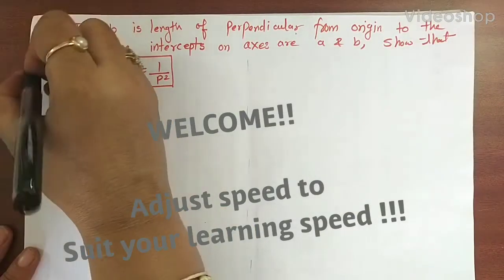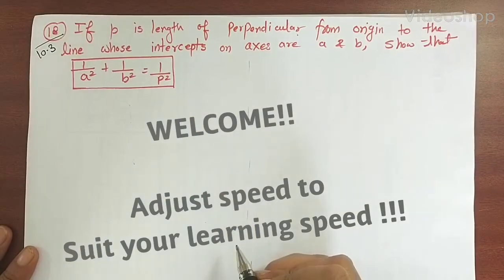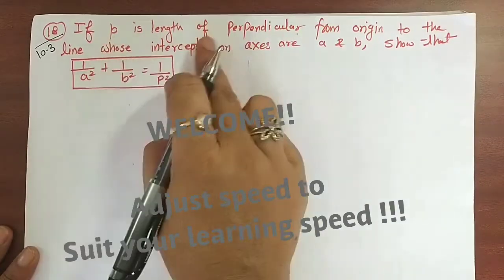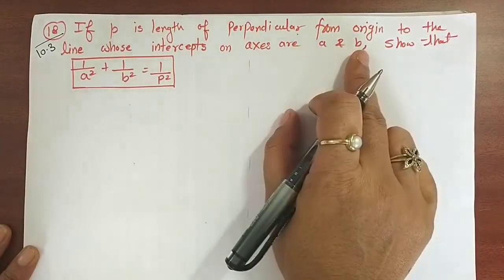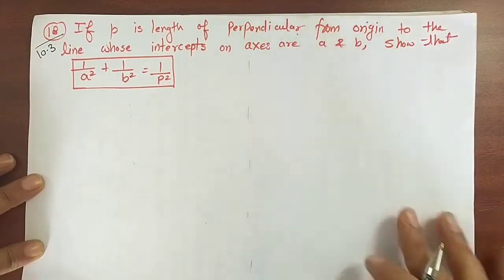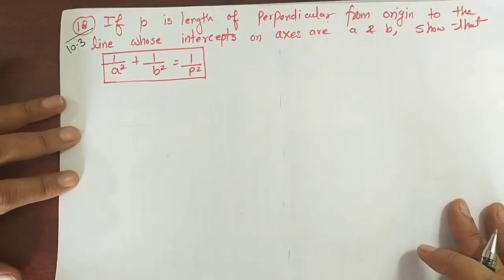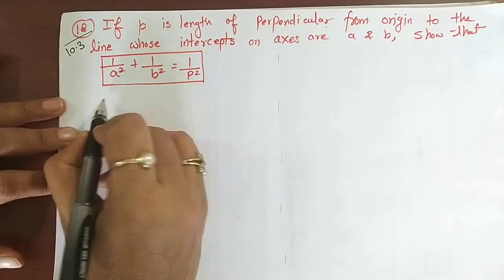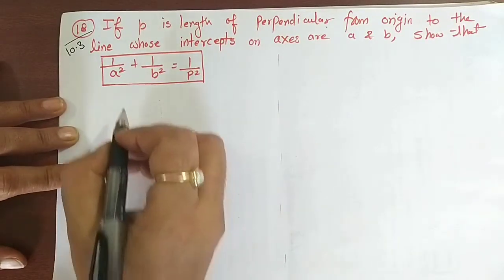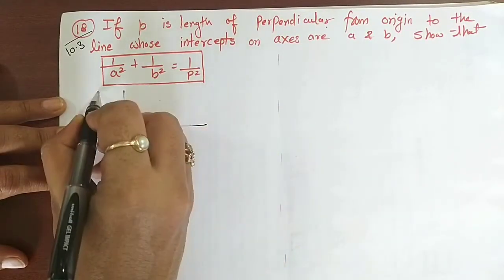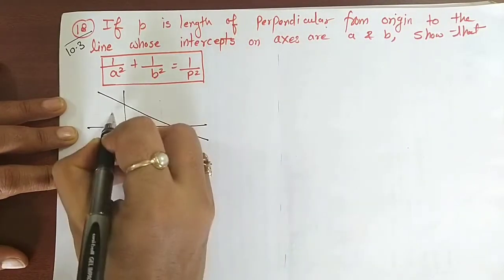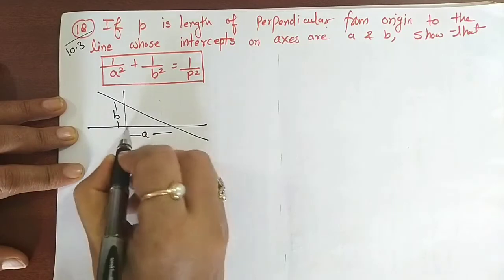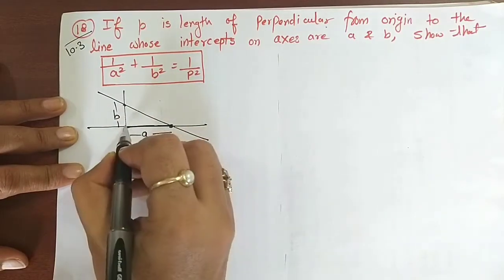18th from exercise 10.3. They are saying P is the length of perpendicular from origin to the line whose intercepts are these. Okay, so it's always better to draw a rough sketch. So what they are saying is there is some line which has x intercept as A and y intercept as B. So there are chances that the line is like this, here A and here B.